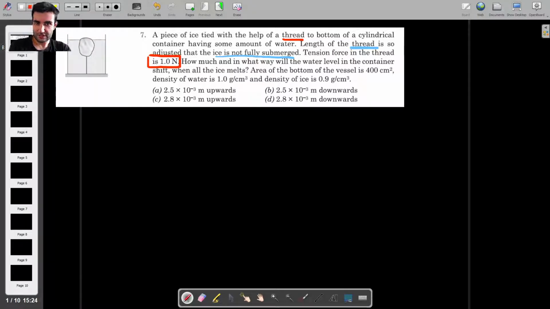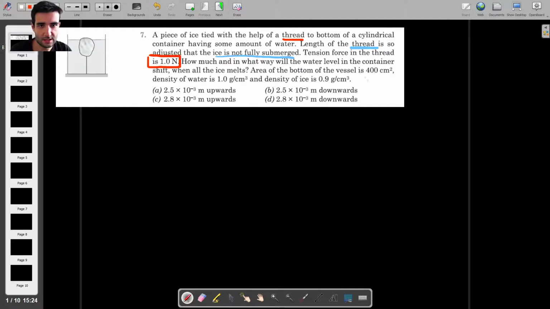So the question is the same as with that original fluid mechanics question, which is what happens to the water level when the ice melts? The difference is that now we have a thread which is in tension, and we have to figure out what happens when there's no ice, and obviously there won't be any more tension either because that thread won't be attached to anything. And we're given a couple of numbers.